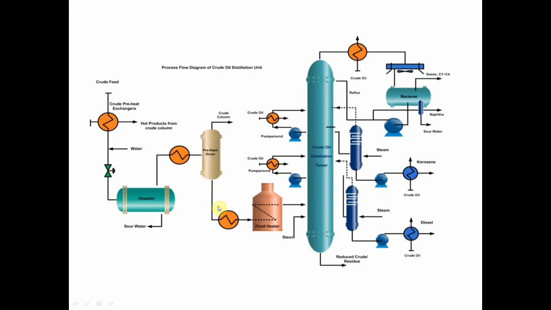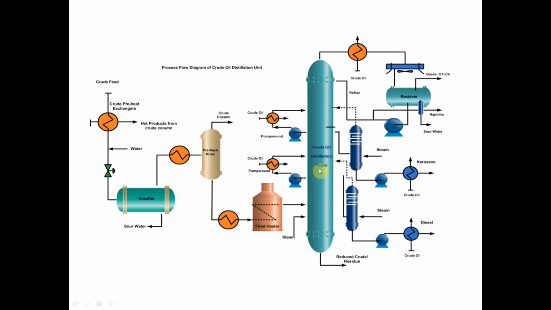So you can see it's further heated with the help of the furnace, and it is heated up to 350 degrees Celsius to 360 degrees Celsius. And after this, crude oil is moved to the main column of the crude distillation unit. So after heating in this fired heater up to 350 to 360 degrees Celsius, this crude is moved. You can see this arrow. This is moved to the main column, that is the crude distillation unit or tower or the column.